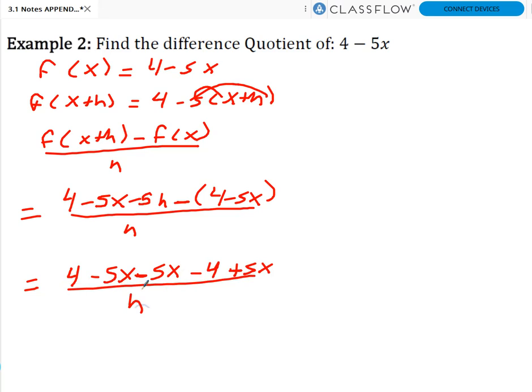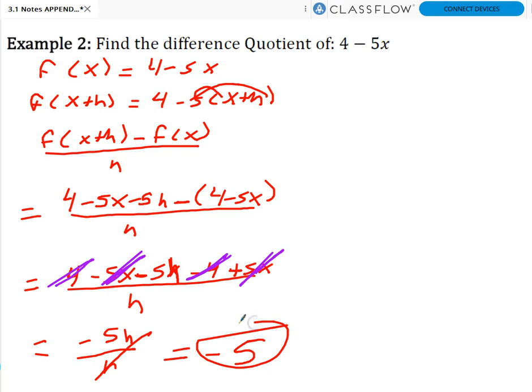Now we're going to cancel out the things that don't have h's in them. So a 4 and a negative 4 cancel out, a negative 5x and a positive 5x cancel out. Sorry, this should be 5h here. So we get negative 5h over h. The h's cancel, so our difference quotient here is just negative 5.